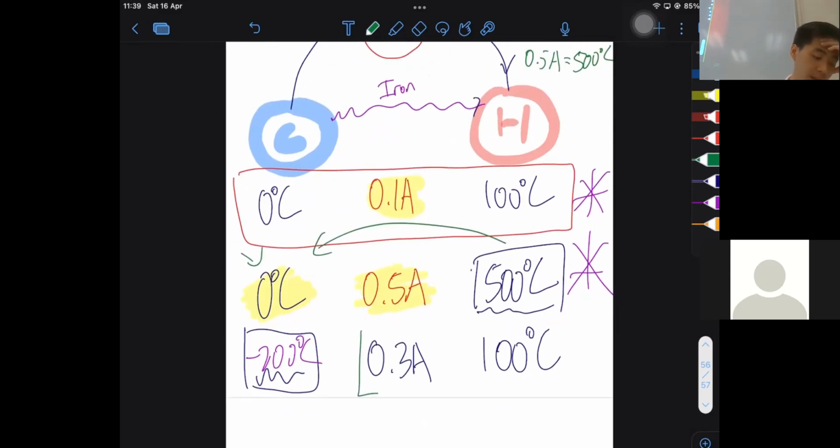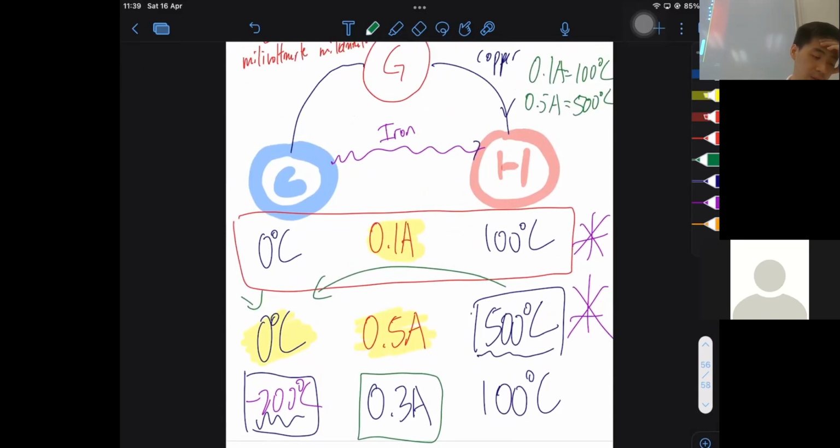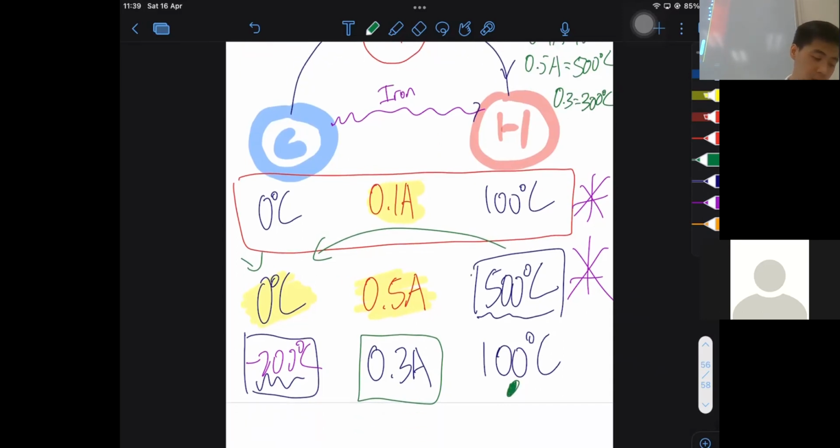Finally, when it is at 0.3 amperes here, 0.3 amperes should give me a difference in temperature of 300 degrees Celsius, right? If my first reference point is at 100 degrees Celsius here, then naturally from here to here should be a difference of 300 degrees Celsius, right? Which is essentially going to be negative 200 degrees Celsius here. Do you guys understand what I'm talking about?